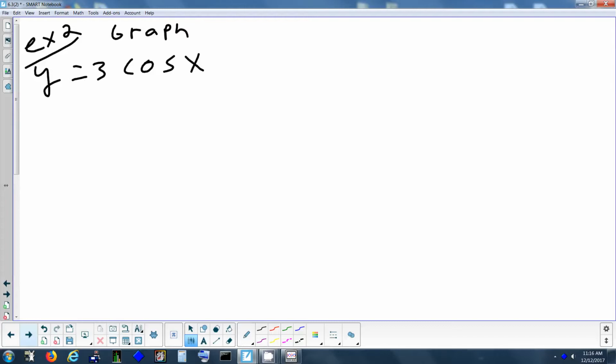Okay, so that's a vertical stretch. How do we know that's a vertical stretch? Because it's in front, and what operation are we doing? Multiplication. You're multiplying by a number in front. Okay, vertical stretch. What stays the same? X's. Hopefully by now we're starting to know these.